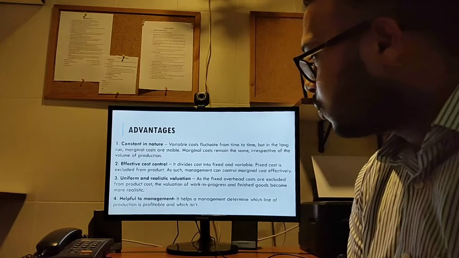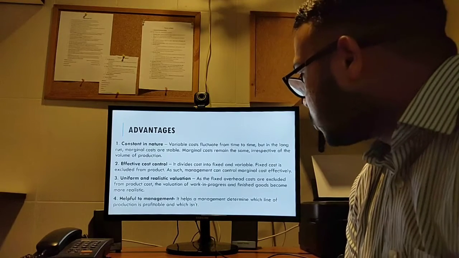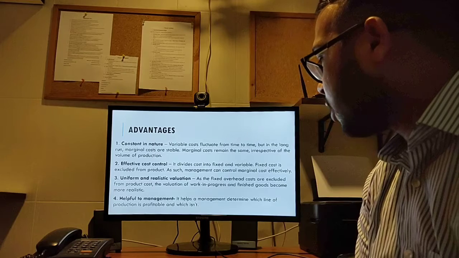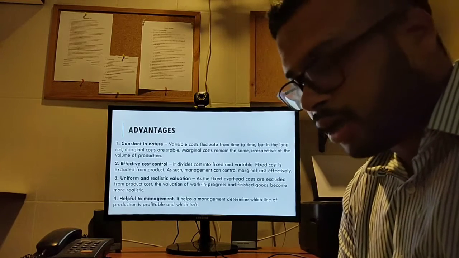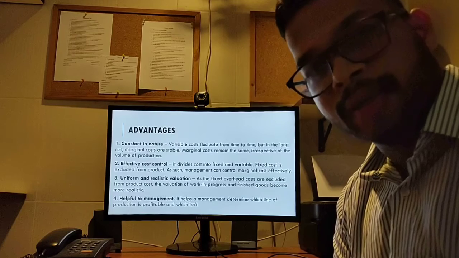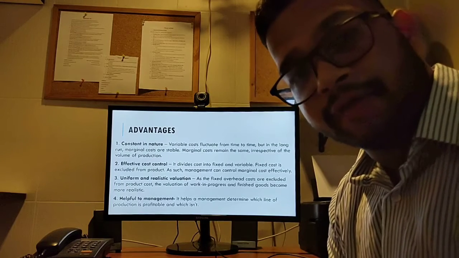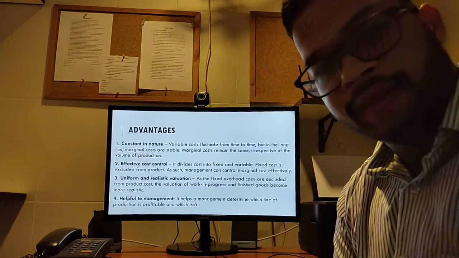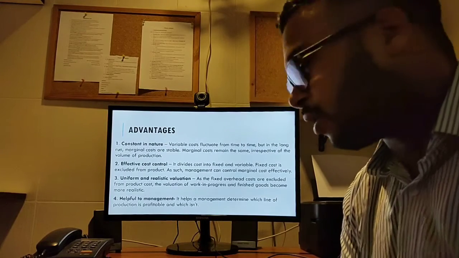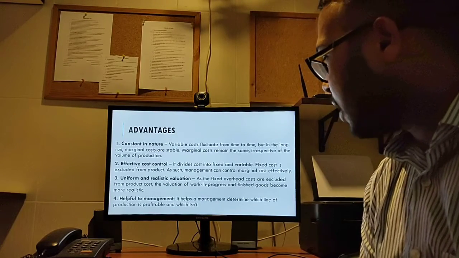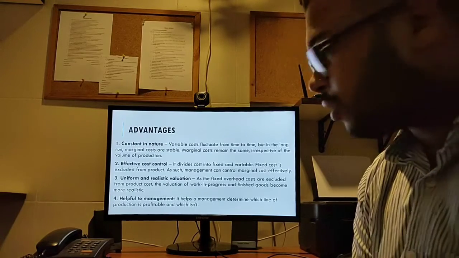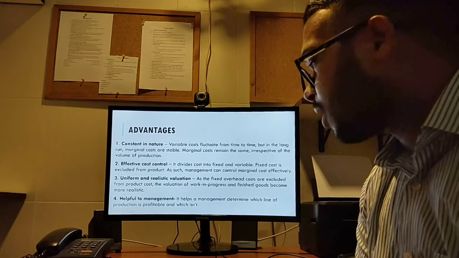Now, the third point is uniform and realistic valuation. As the fixed overhead costs are excluded from the product cost, the valuation of work in progress and finished goods becomes more realistic. Your cost of production forms a large component of your inventories. In your inventories, you have your capital work in progress, your finished goods, your stock in trade, all of that. As the fixed costs are excluded from the product cost, the valuation of work in progress and finished goods becomes more realistic.